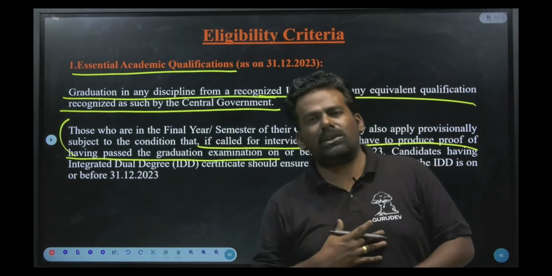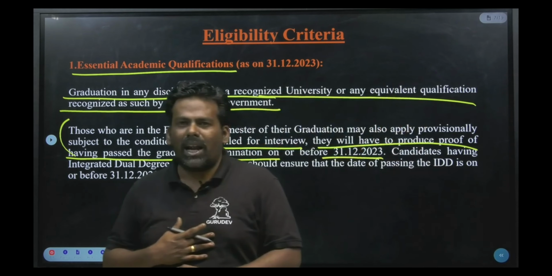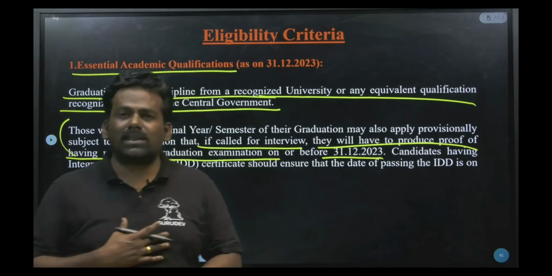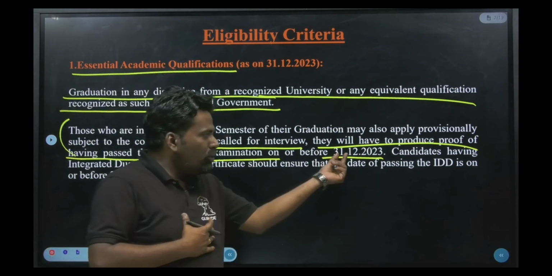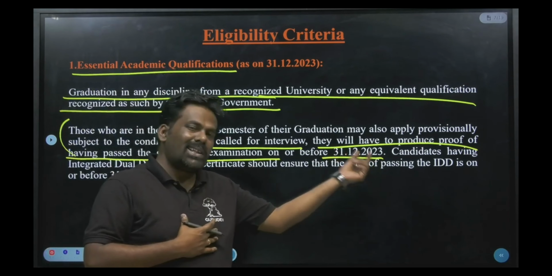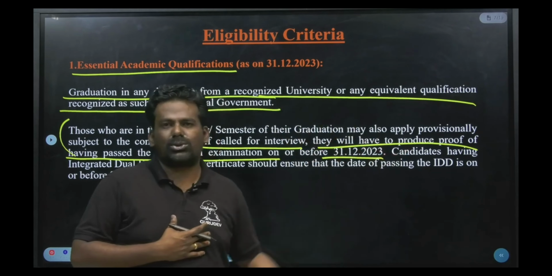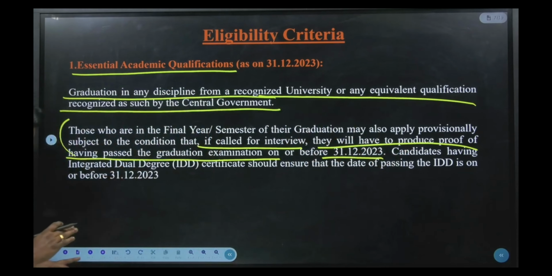Suppose I am in the final semester of my graduation, and my examination result should be announced before 31/12/2023. Then only I can apply for this particular post. Okay, I hope you have understood this. Now this is about academic qualification.